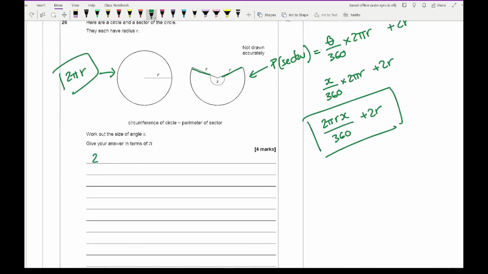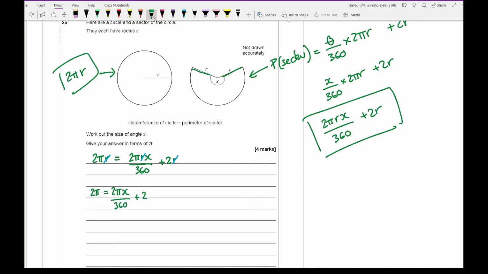So here I've got 2 pi r equals 2 pi rx over 360 plus 2r. Now for this, what I now want to do is make x the subject. One thing I noticed straight away is that each of the three things has an r, so I can cancel the r's out. So then what I'm left with is 2 pi equals 2 pi x over 360 plus 2.